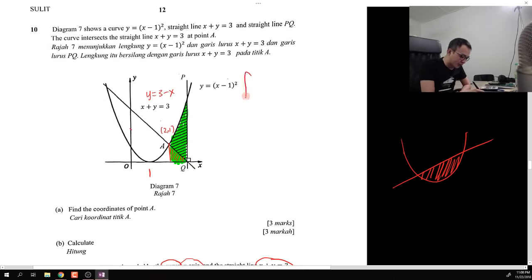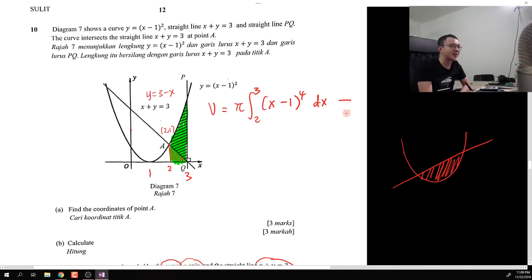So I will rotate the whole thing from 0. I want to find the volume. So it's pi, from just now, this is 2 to 3, right? From 2 to 3. And then y square, right? That means I need to square this one from power 2. I square it, it becomes power 4, dx. And then I need to minus, I rotate the triangle.